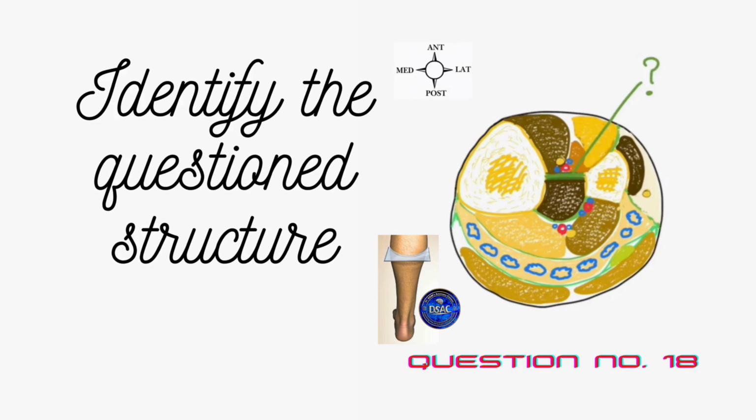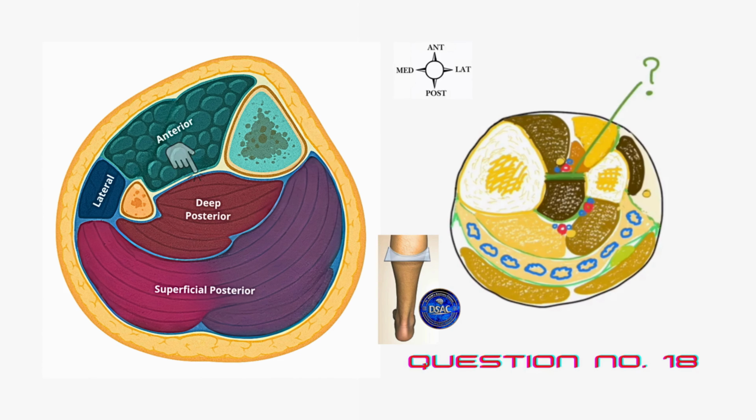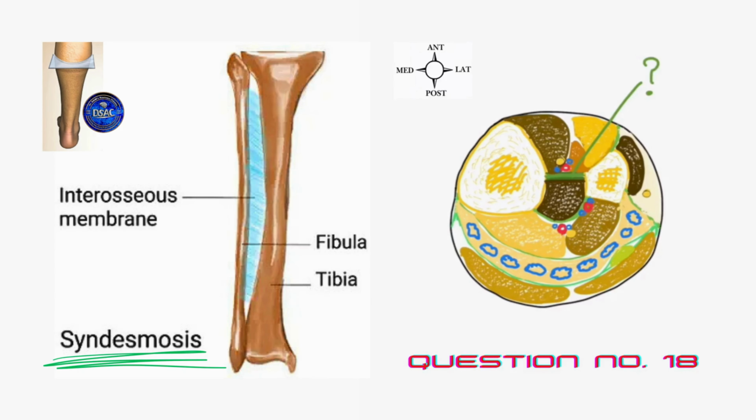Identify the questioned structure. This is interosseous membrane between tibia and fibula. This compartmentalizes the leg into anterior and posterior compartments. This also forms an intermediate tibio-fibular joint called syndesmosis.